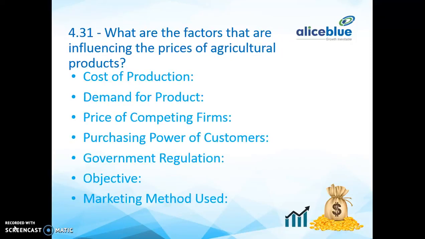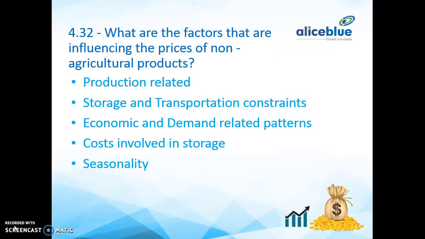What are the factors that are influencing the prices of agricultural products? It includes cost of production, demand for product, price of competing firms, purchasing power of customers, government regulation, objective, and marketing methods that are used. What are the factors that are influencing the prices of non-agricultural products? They are production related, storage and transportation constraints, economic and demand related patterns, costs involved in storage, and seasonality.